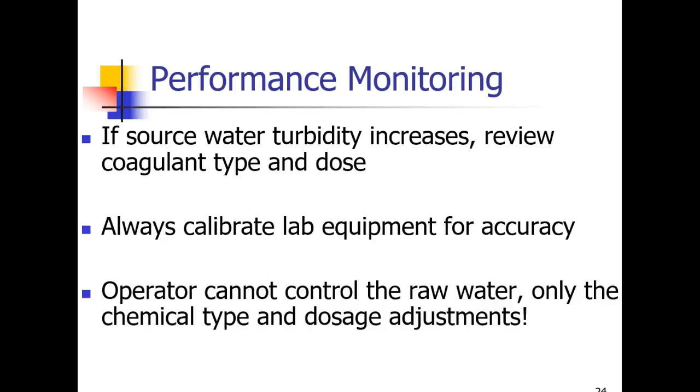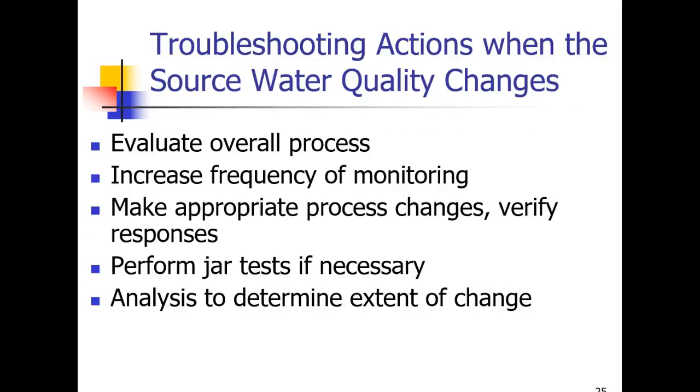Performance monitoring. If source water turbidity increases, review the coagulant type and dose. Always calibrate your lab equipment for accuracy. You know, calibrations on lab equipment. Some stuff needs to be calculated and calibrated every day, as well as others that is a once-a-year calibration. So know your equipment. The operator cannot control the raw water, only the chemical type and dosage adjustments. Again, you have no control over your water source.